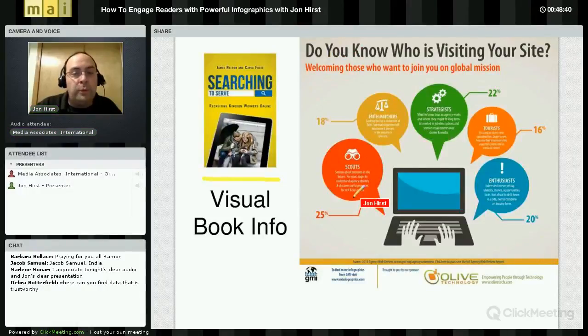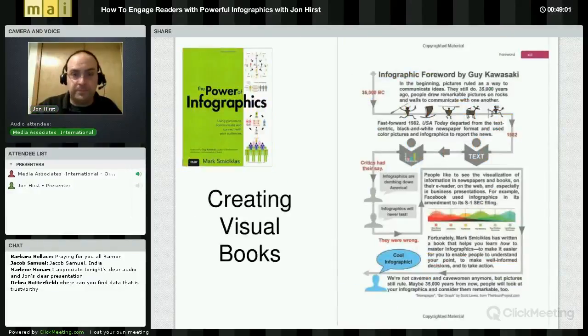So what we were able to do by creating this very simple synthesis of the entire book in an infographic was we were able to essentially allow people to quickly get a sense and then buy the book if they wanted more information. And I think this is a very, very powerful way to market and promote your books.